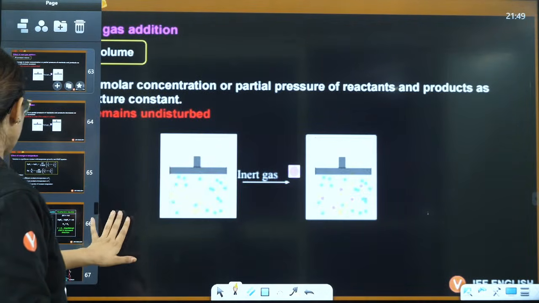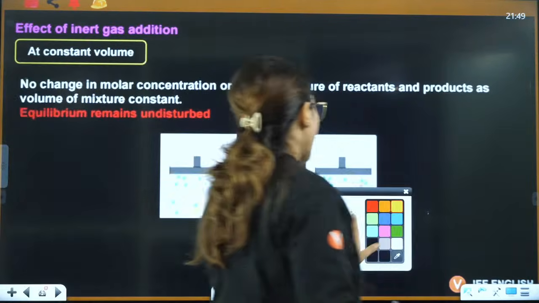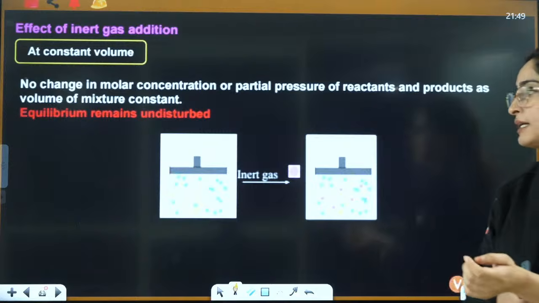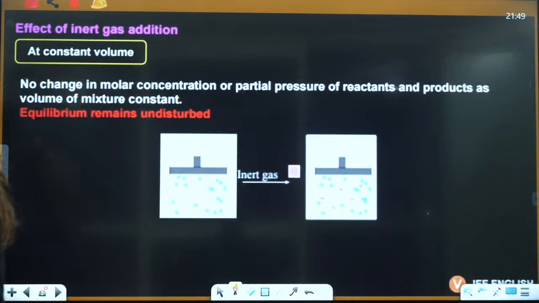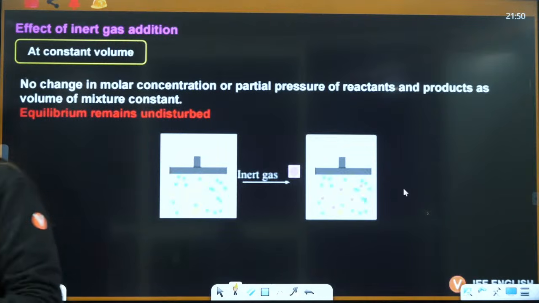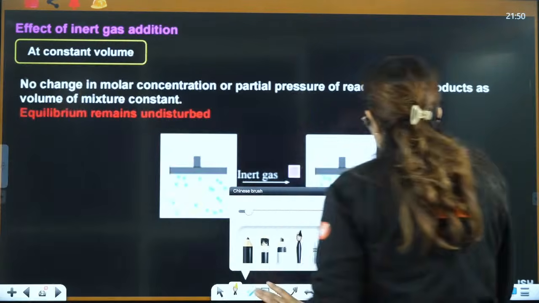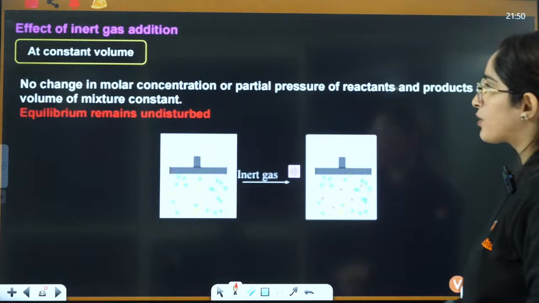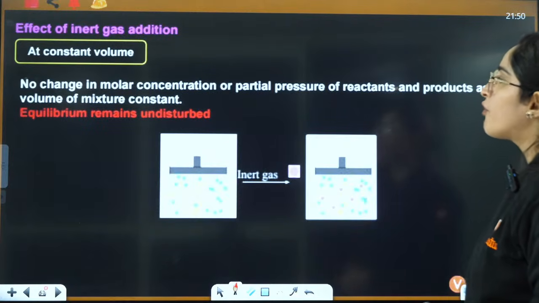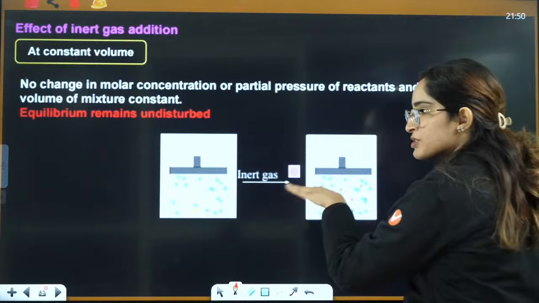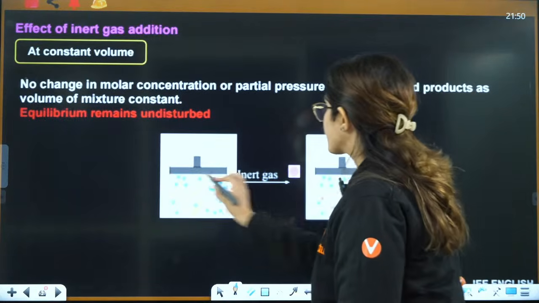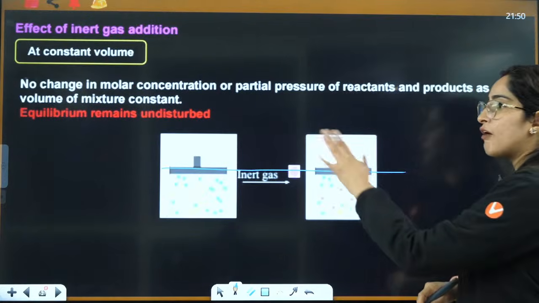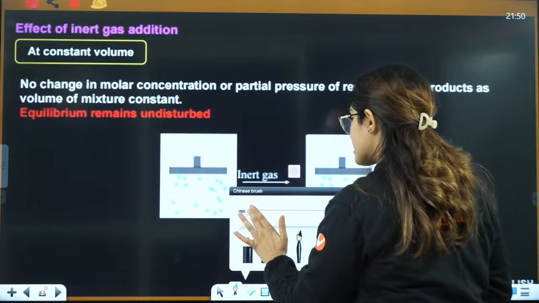Now let's see, one student is asking this question as well. Ma'am, what is the effect when you have inert gas? Yes, always this principle will be applied whenever you disturb it, right? So remember one thing, no change in molar concentration or partial pressure of reactant and product as volume of the mixture is constant. So when I say volume is constant, because of this part, the volume is constant. Even after adding the inert gas, the volume is not changing.